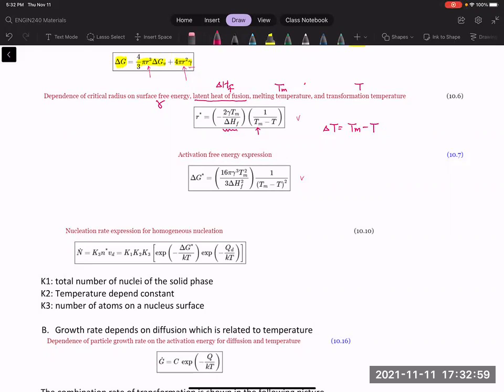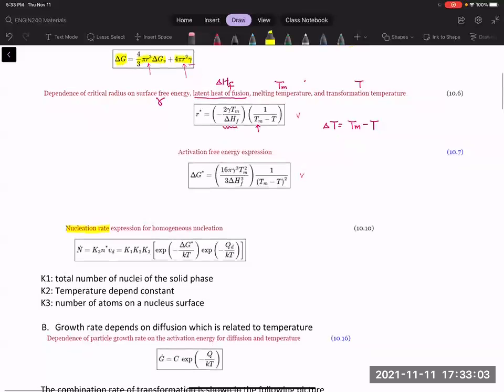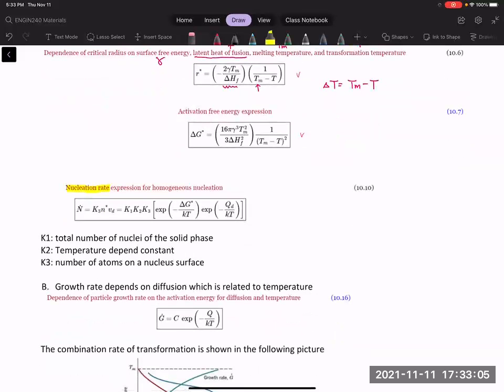But if you want to look at the rate of the nucleation, then it comes out to be this equation. The book also talks about homogeneous nucleation and heterogeneous nucleation. Homogeneous nucleation means that everything in the liquid or the solid solution will start to have nucleation uniformly.